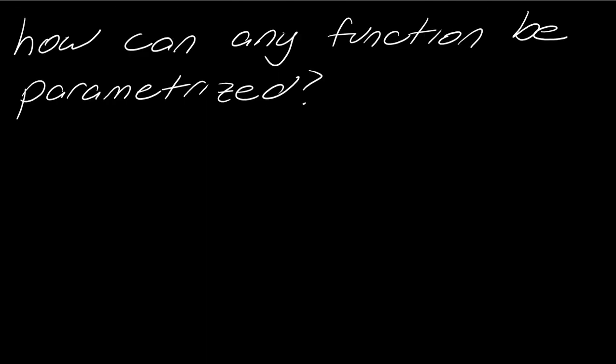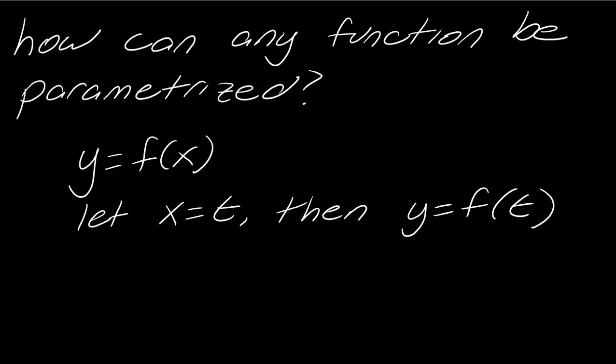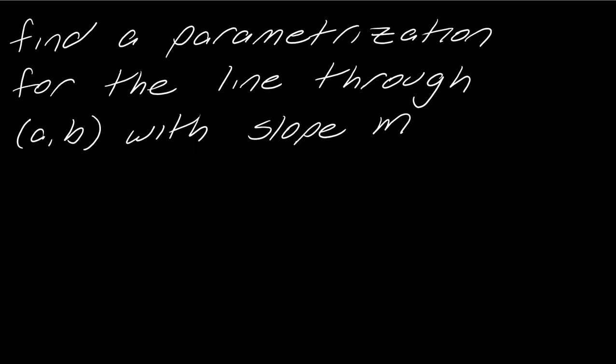I do want to just talk about how any function can be parametrized. So we can literally parameterize any curve. So if I have the curve y equals f of x, any curve that I have, I could always just let my x equal t and then my y equal f of t, and then boom, you've got a parameterization. So any curve can actually be parametrized. And then if we want to find a parameterization, let's do one more general kind of equation here. What if I wanted to find a parameterization for the line through (a, b) with slope m?